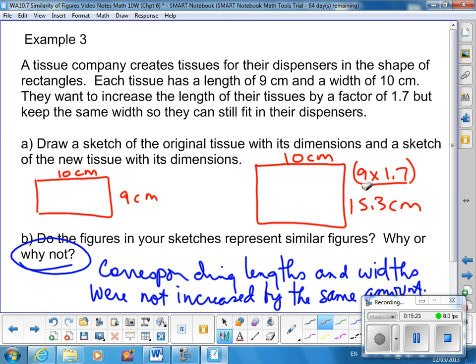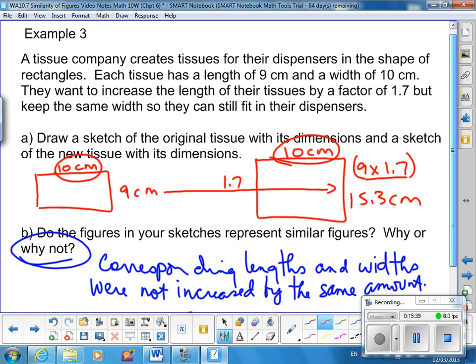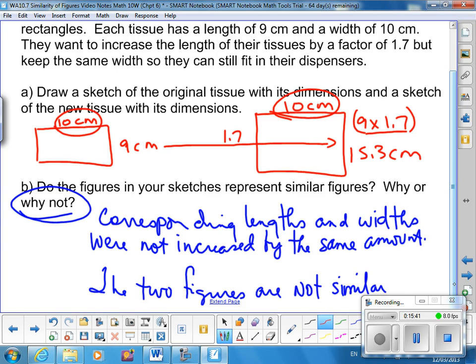So, are these similar figures? Well, the corresponding lengths and widths have not been increased by the same amount. The 10 stayed the same, but the length has been changed by a scale of 1.7. So they are not similar figures.